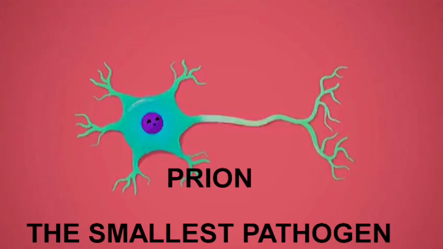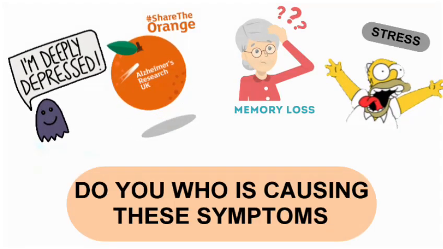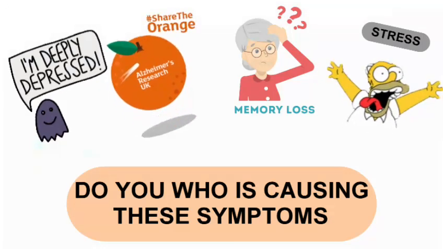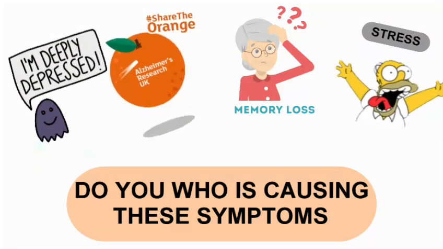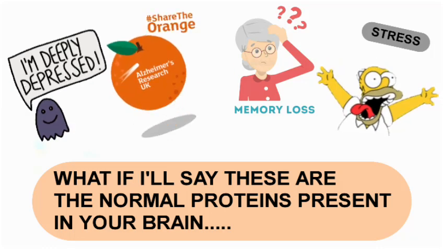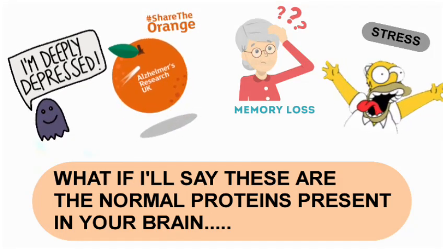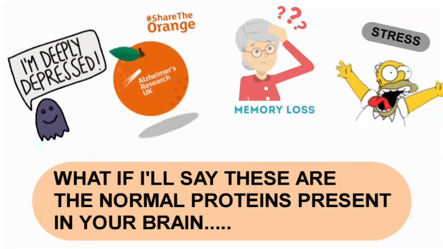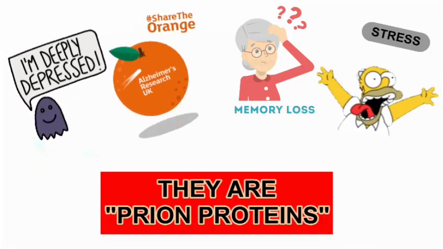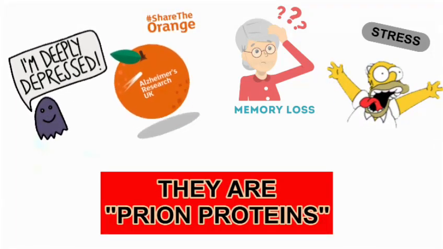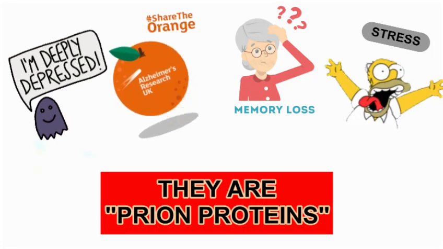So hello friends, today we will study the smallest pathogen that causes a group of diseases in humans. Depression, Alzheimer's, memory loss and stress. Do you know who is causing all these symptoms? What if I tell you that these are the normal proteins that are present in our brain? Yes, students, I am talking about the prion proteins. So let's study what prion proteins are.